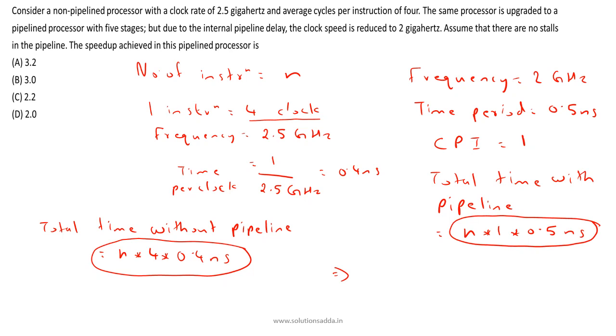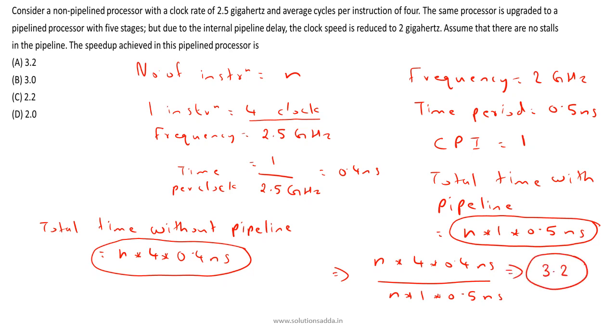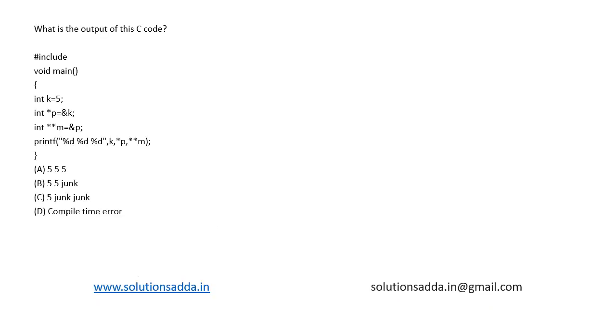So the speed up is equal to time without pipeline by time with pipeline. N into 4 into 0.4 nanoseconds divided by N into 1 into 0.5 nanoseconds. We have speed up equal to 3.2. So the correct answer here is option A, 3.2.